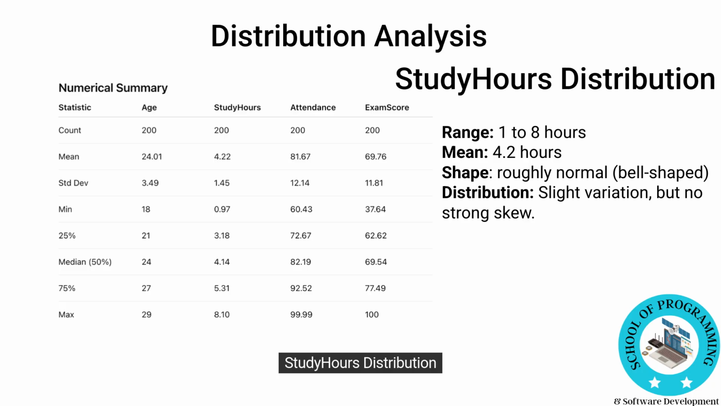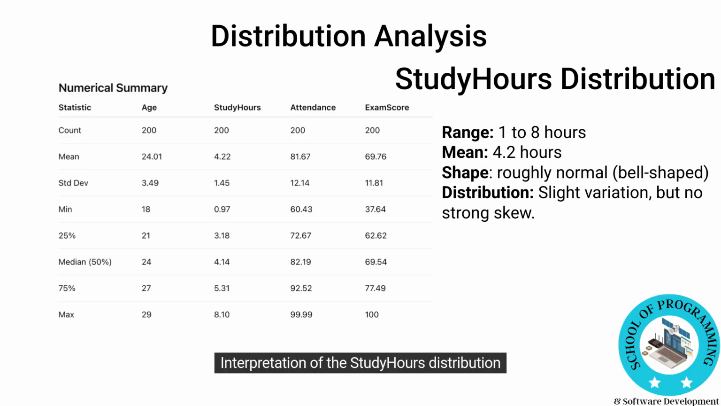Study hours distribution. Mean 4.2 hours. Range 1 to 8 hours. Shape roughly normal. Distribution characteristics: most students study between 3 and 5.5 hours. Few students study extremely low or high hours. Slight variation but no strong skew.